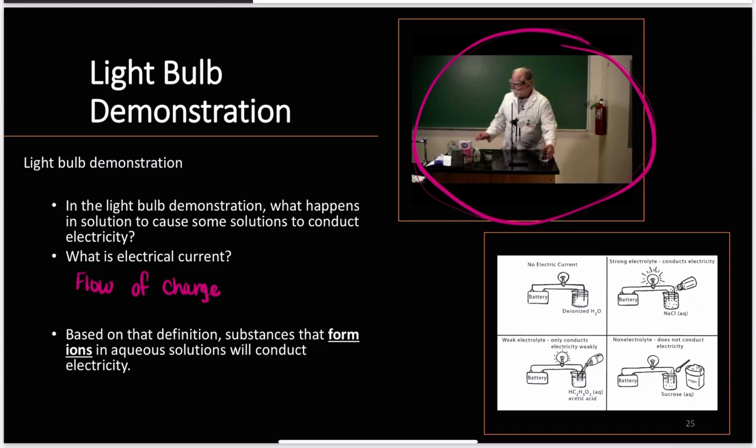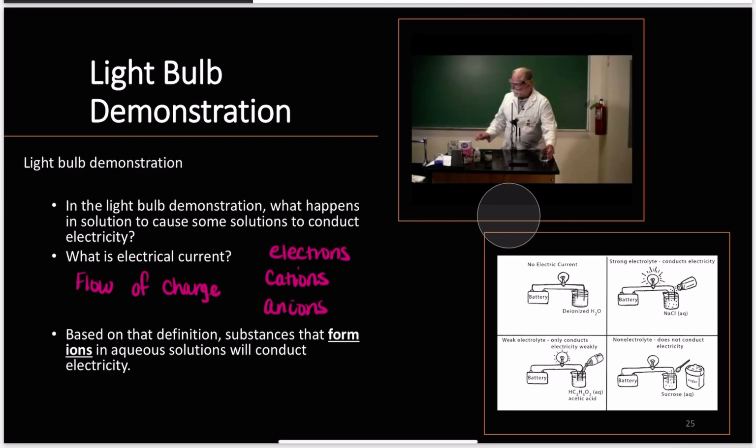We've got electrons that are going to flow. That's what's going to light up the light bulb. We've got cations, your positively charged ions, and we've got anions, which are your negatively charged ions, all floating around in solution, allowing those electrons to transfer. So, based on that definition of electrical current, substances that form ions in aqueous solution will be able to conduct electricity. And that's what we saw in the video.